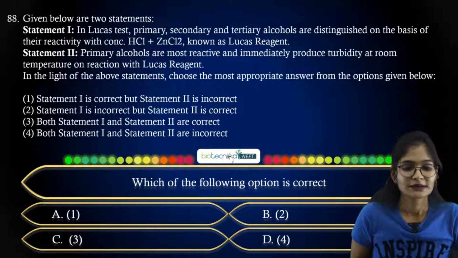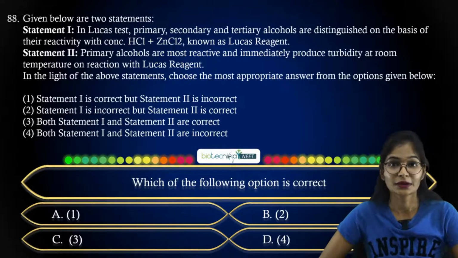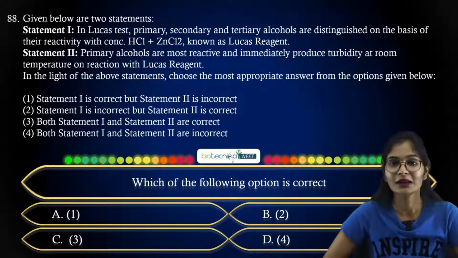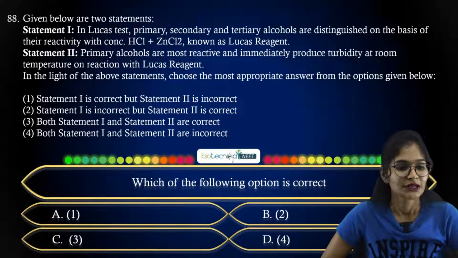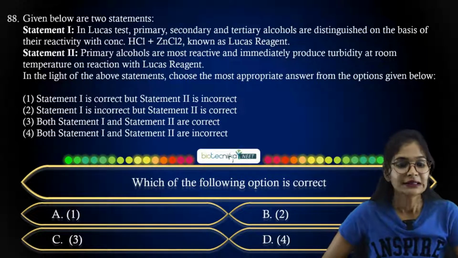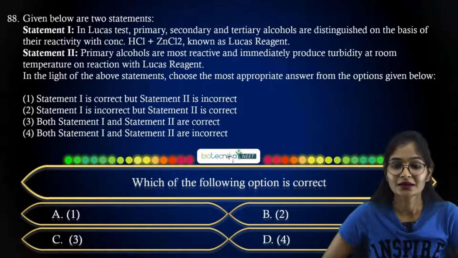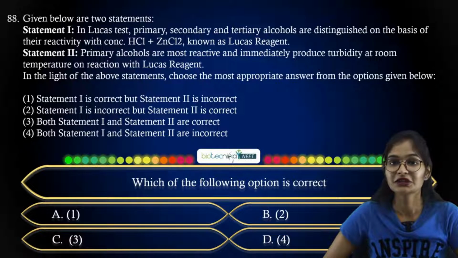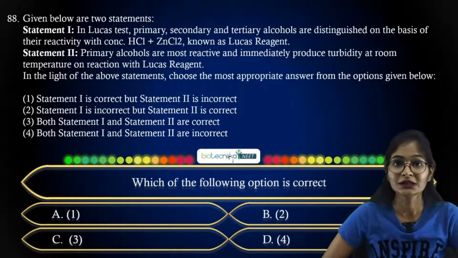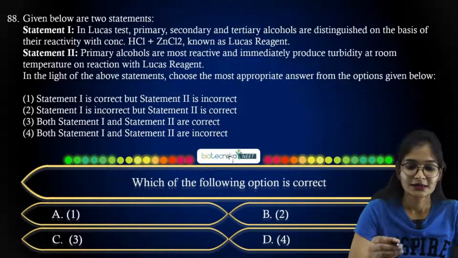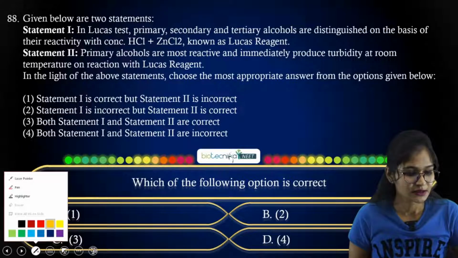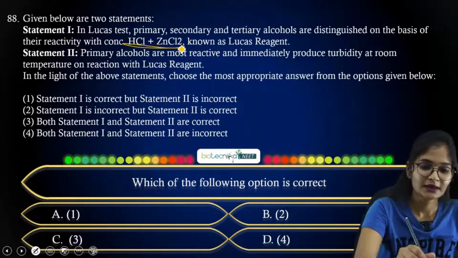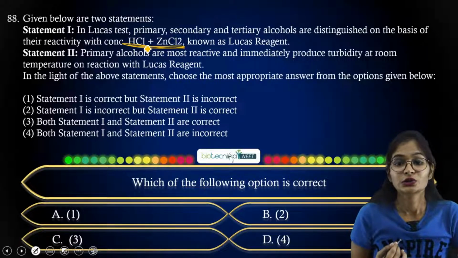So the statement 1 and statement 2 they have given are with respect to primary, secondary and tertiary alcohols and their distinguishing test. Statement 1 follows like this: in Lucas test, primary, secondary and tertiary alcohols are distinguished on the basis of their reactivity with concentrated HCl and ZnCl2, which is known as Lucas reagent here. So this HCl and ZnCl2 is known as your Lucas reagent.